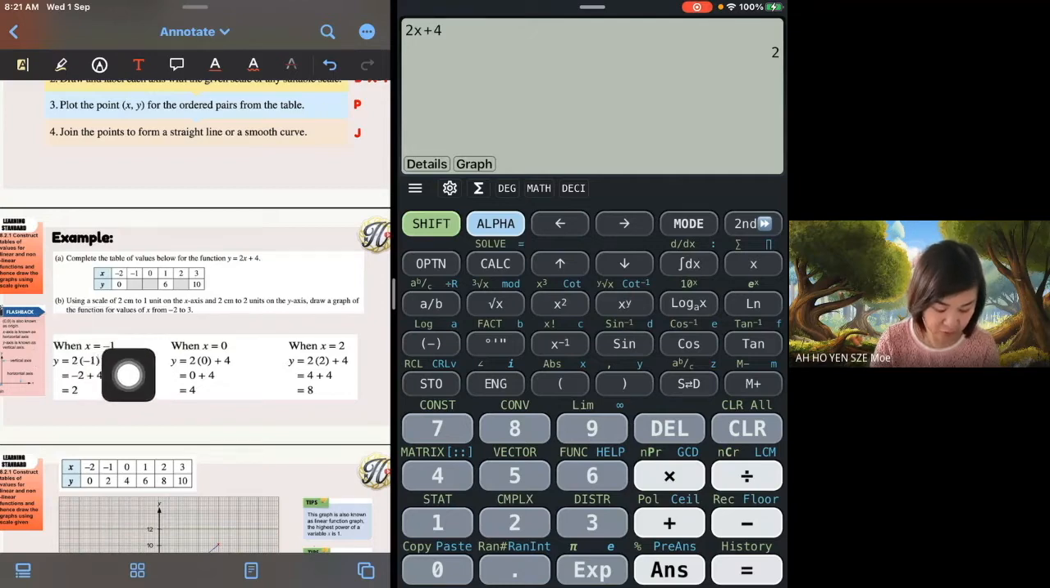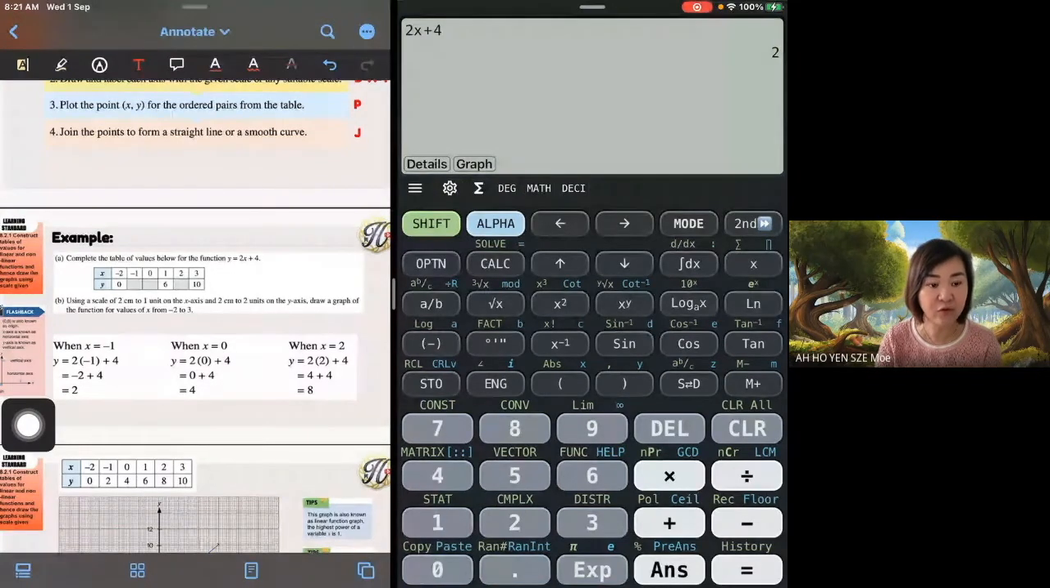If you count manually, when your X is equal to -1, you substitute the -1 into your equation: 2 times -1 plus 4. When you substitute the value or key it into the calculator, you still get the same value. So with a calculator, it is faster to get the table's values, and then you can draw your graph faster. Nasrin, Patrice, Haika, is that okay? And those who could not just now, can you know how to do that?